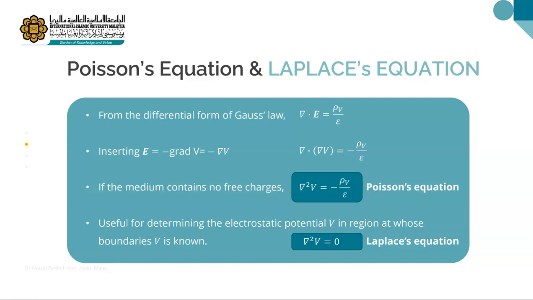Now, from the differential form of Gauss's law, which we have learned earlier in the previous slide, del dot E is equal to rho V over permittivity. So inserting E is equal to minus gradient of V, this will give you minus rho V over permittivity.